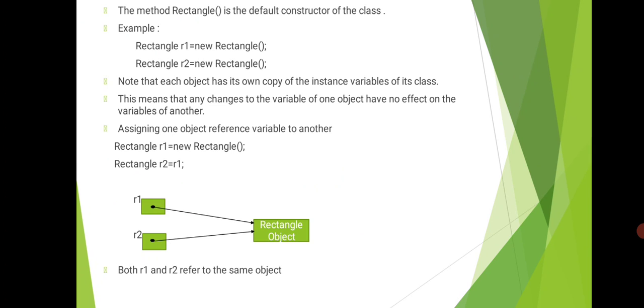So R1 is also pointing to the same memory, R2 is also pointing to the same memory. Whatever changes we make for R1 are affected for R2 also. If we make changes to R2, R1 is also affected. Both are pointing to the same object. So we can do it this way also in Java.